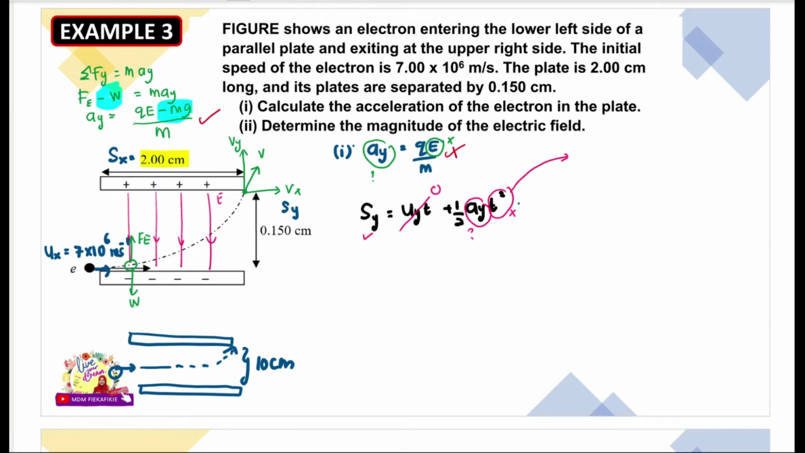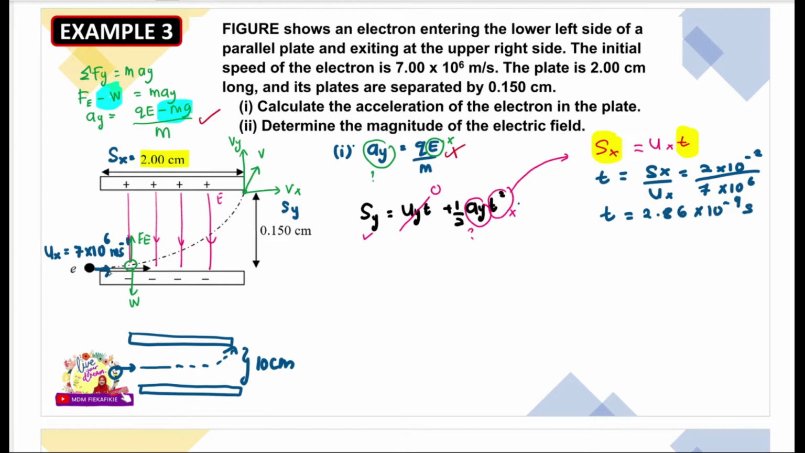So kita kena cari pula T. Okay, by using information given, apa lagi yang ada? Iaitu SX, equal to UXT. Kita nampak dekat sini, daripada SX ni, oh kita boleh cari T. Okay, so now we can calculate T is equal to SX over UX. Okay, finally you substitute all the values, 2 cm, you tukar kepada meter, and then UX, 7 times 10 power of 6. Okay, so T is equal to 2.86 exponent negative 9 seconds.